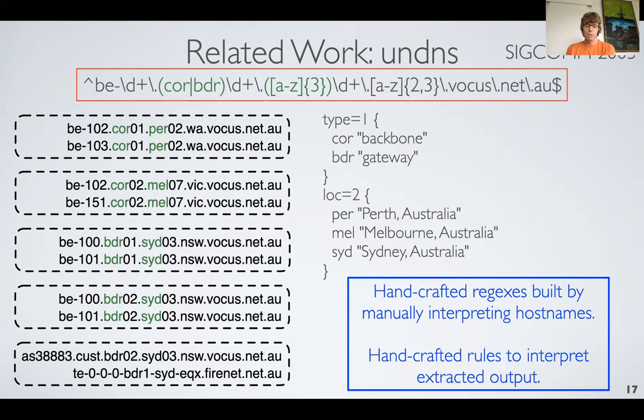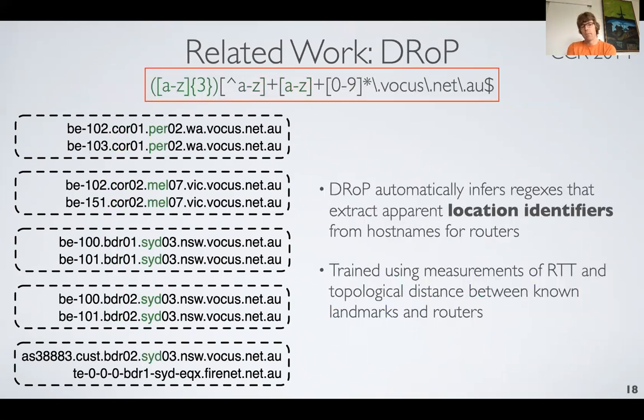The rules for UnDNS also include a dictionary of mappings from a location, in this case to their role, to their geographic location. Following on from this, Bradley Huffaker developed the DRoP technique, DNS-based router positioning. That approach inferred regular expressions that extracted apparent location identifiers, such as airport codes, from host names for routers. As input, they used measurements of round trip time and topological distance between known landmarks and vantage points to automatically infer regular expressions that seem to extract those location identifiers.